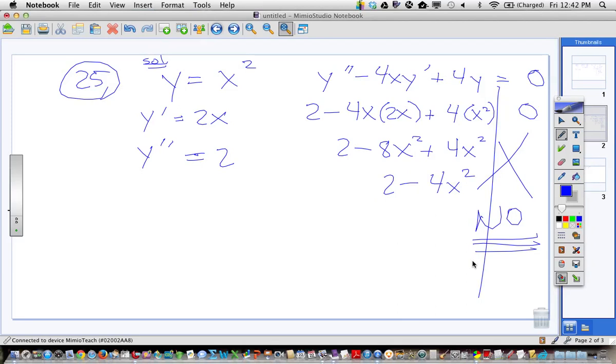Not the same. This side is not the same as that side. Didn't work. So y equals x squared is not a solution.